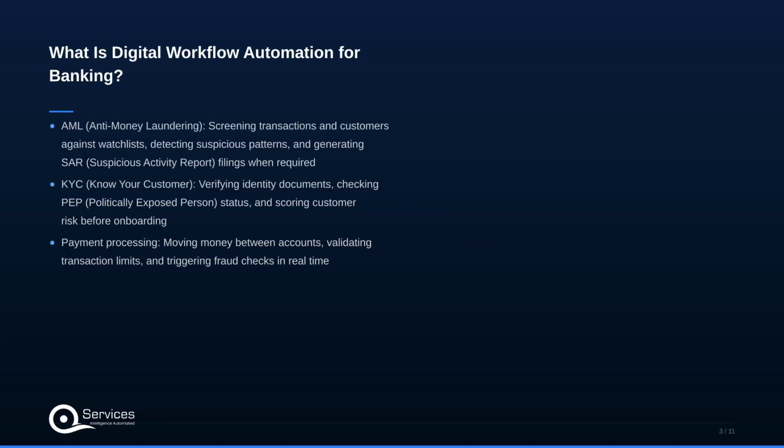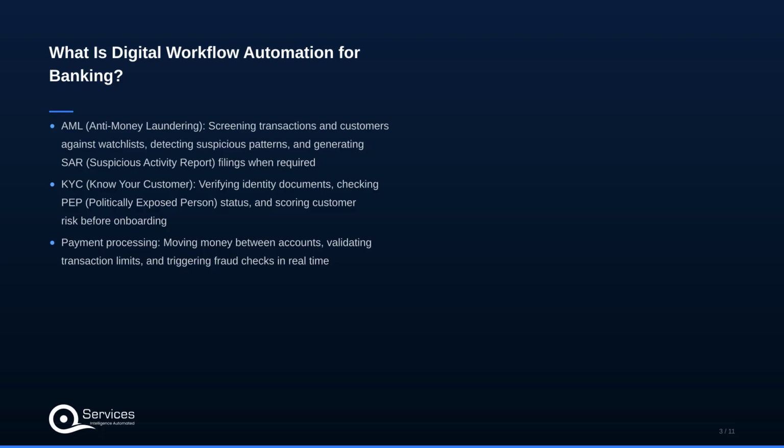Now, moving on to what is digital workflow automation for banking? Digital workflow automation for banking is the use of software to execute compliance, onboarding, and payment tasks without manual intervention at each step. That definition is simple. What's not simple is how it works when your data comes from a dozen different sources: identity documents, transaction histories, sanctions lists, credit bureaus, and internal risk scores. Stitching those together manually is where errors accumulate, and where regulators find problems during audits.